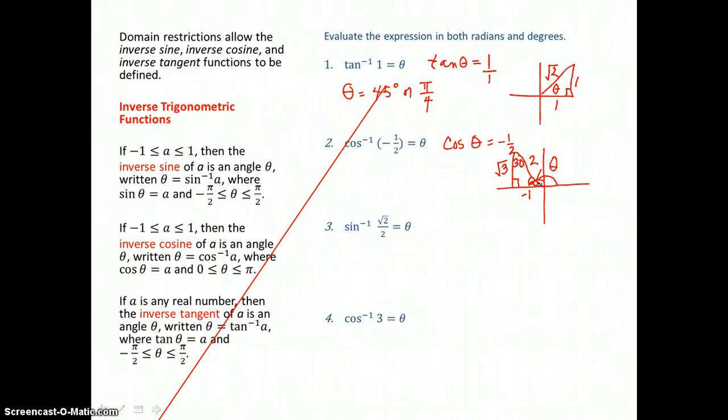Since our reference angle is 60 degrees, that means theta is 180 degrees minus that 60, or a 120-degree angle. And now 120 degrees is equivalent to 2/3 pi radians. So theta is equal to 120 degrees, or 2/3 pi radians.